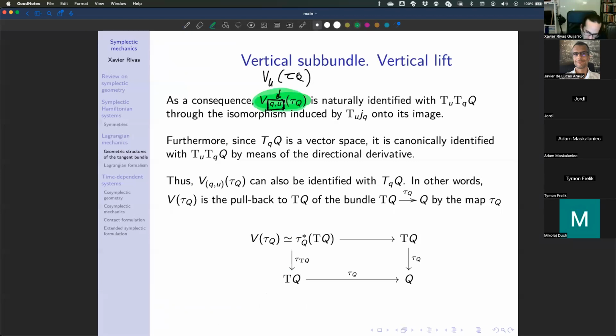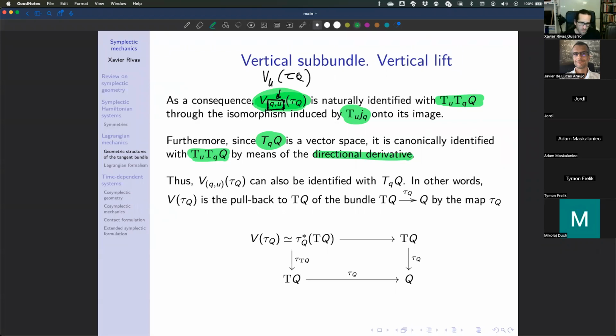This vertical subspace here is naturally identified with this. How? With the isomorphism that we studied. Okay, in addition, since this is a vector space, this can be canonically identified with this. How? With the directional derivative.